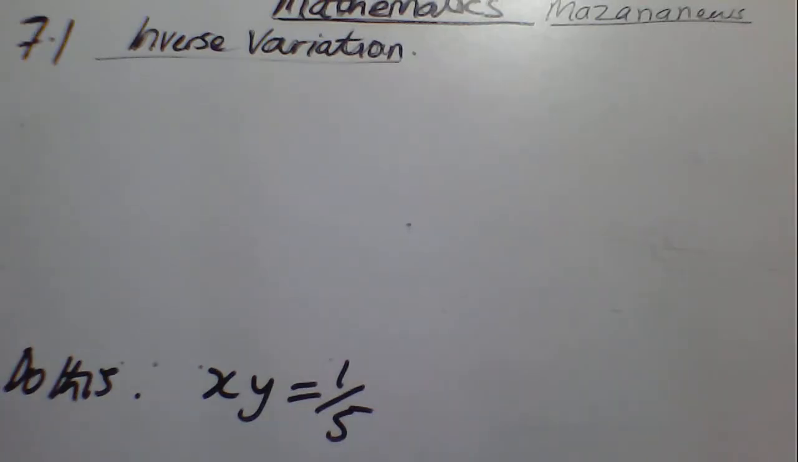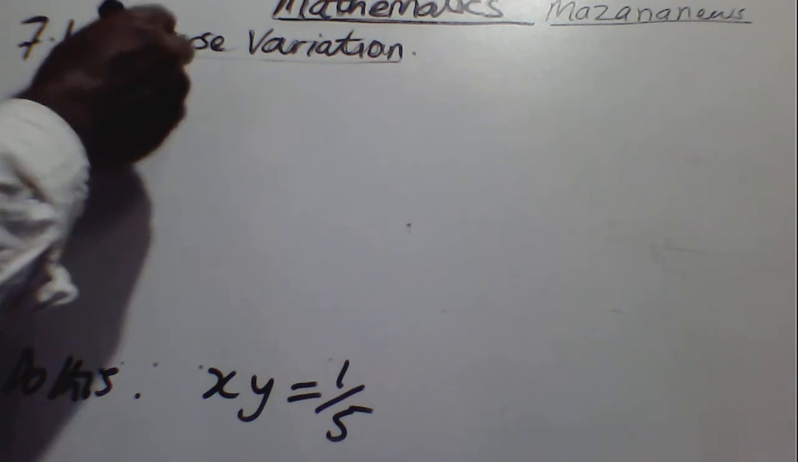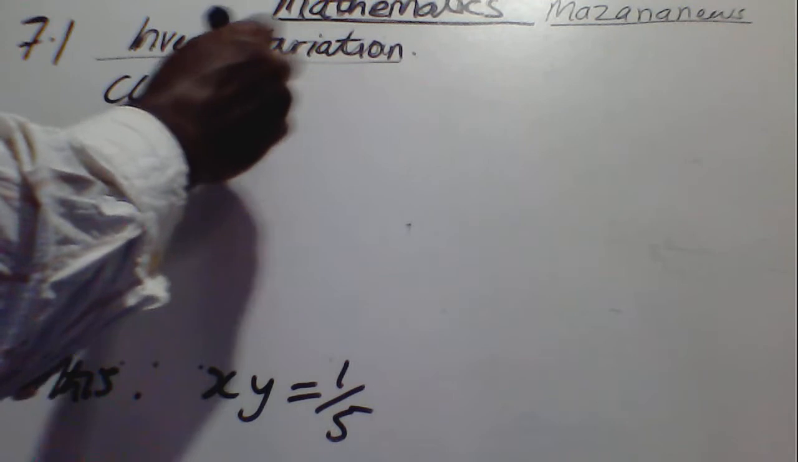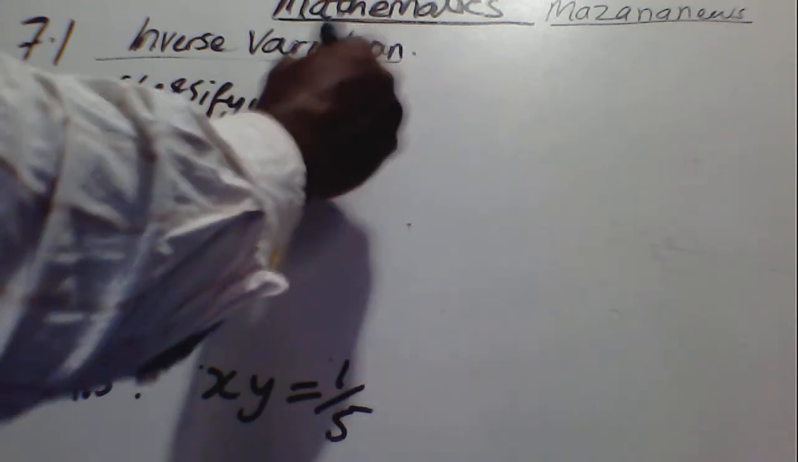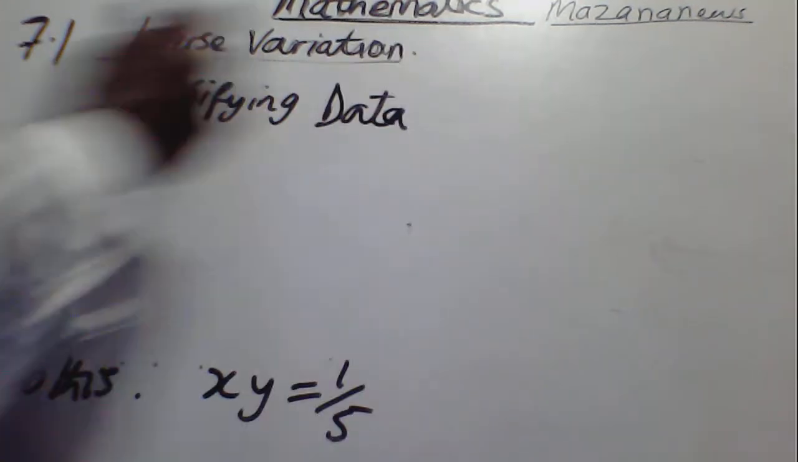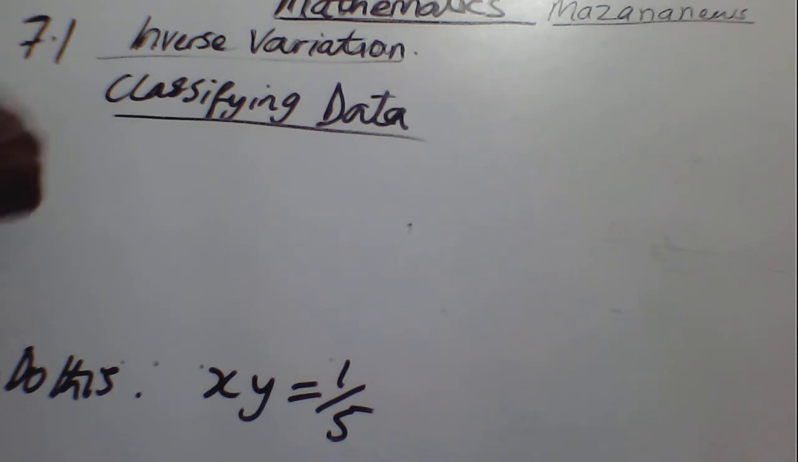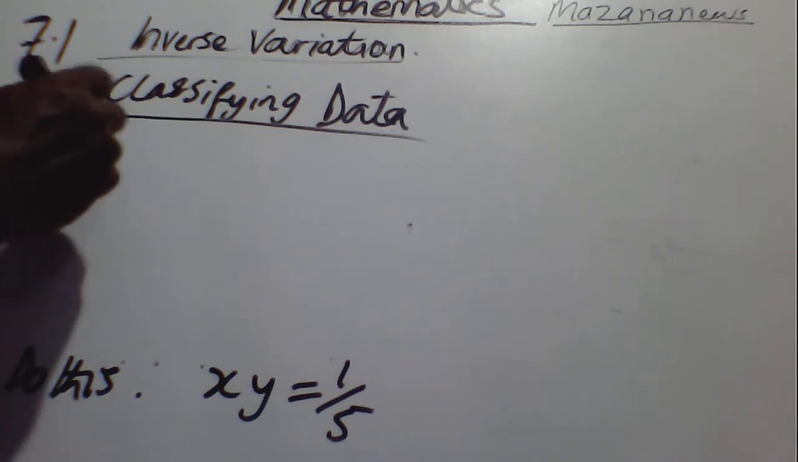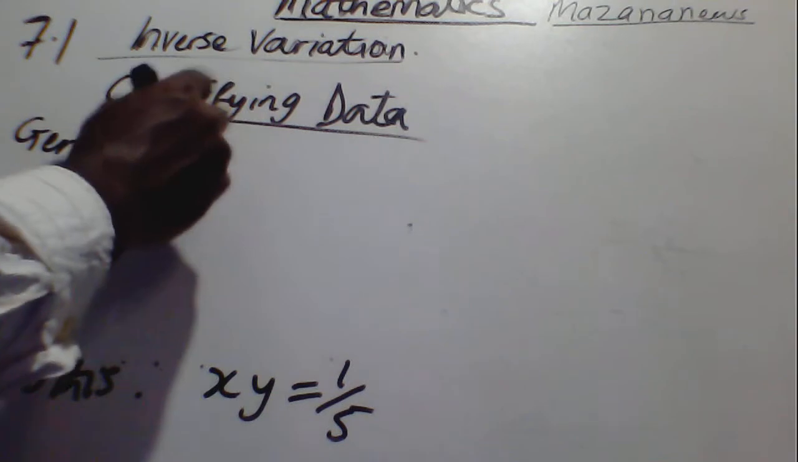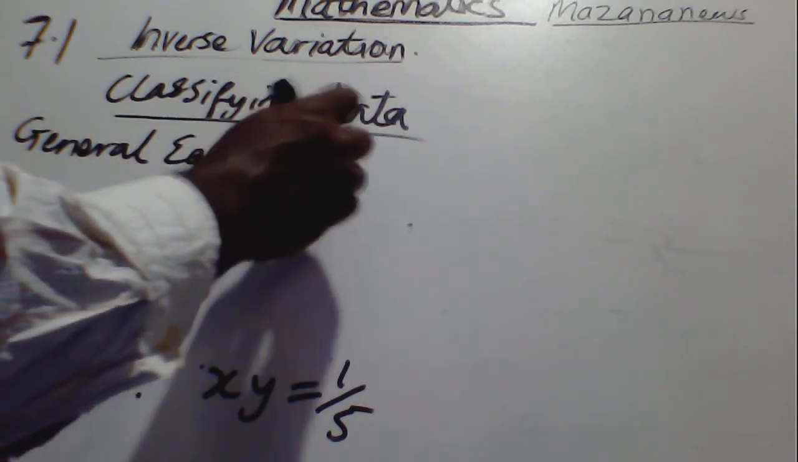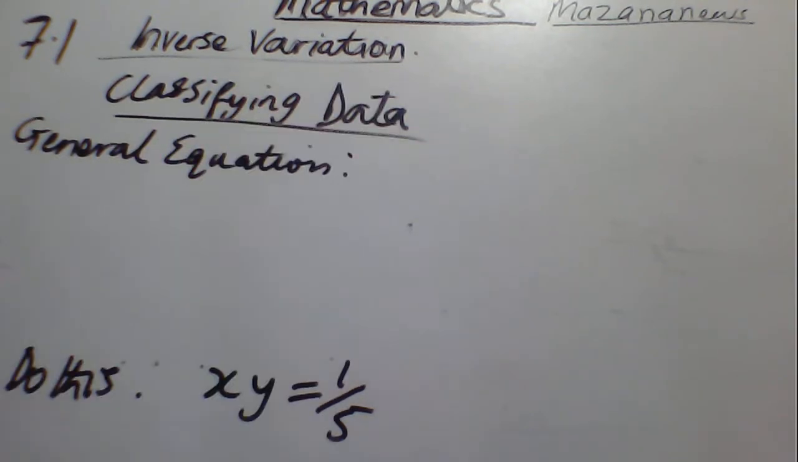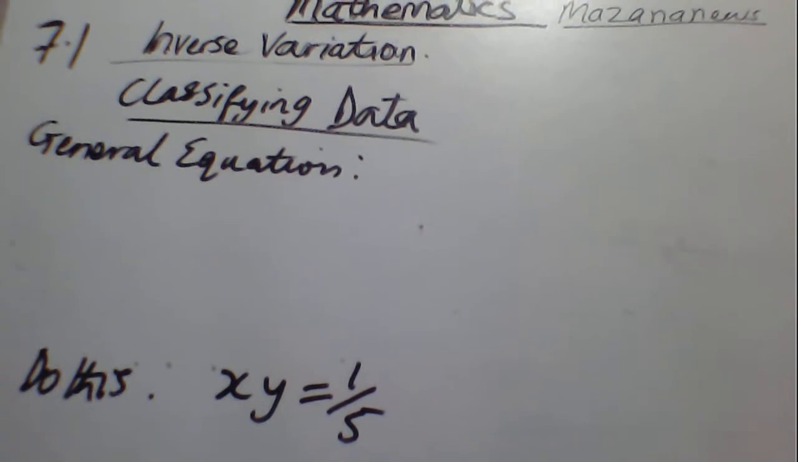So the next is classifying data. How do we classify data? Classifying data. So general equations of direct and indirect variation. So have you copied it? I can now clean here.